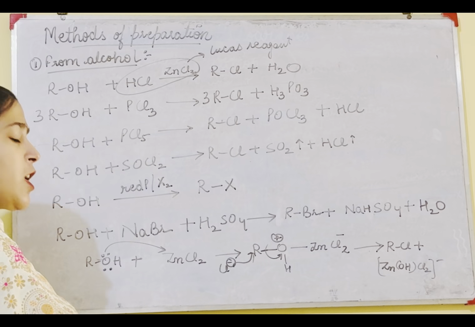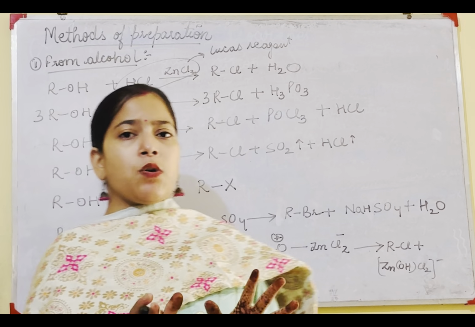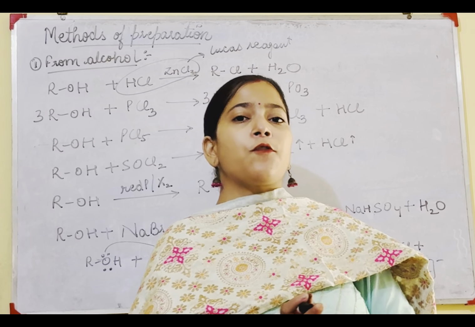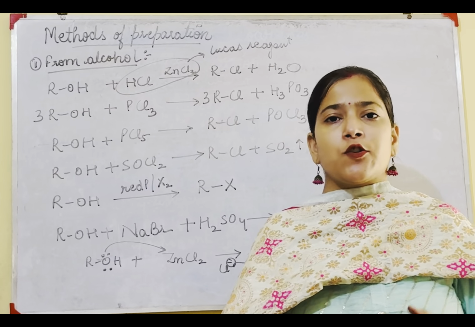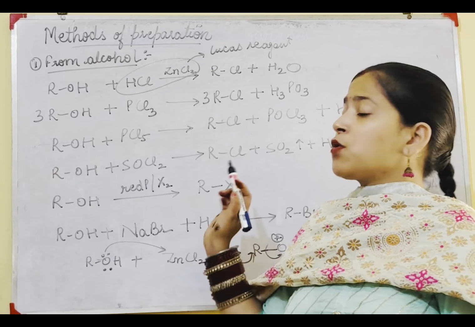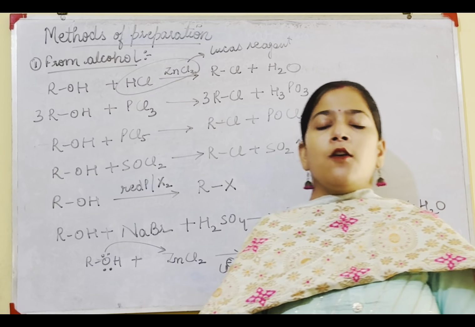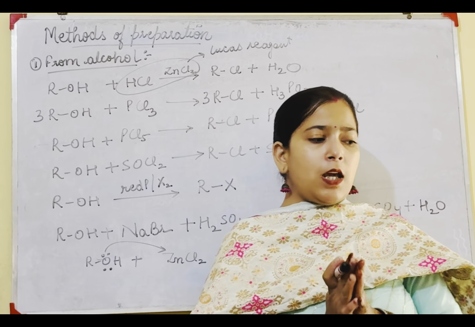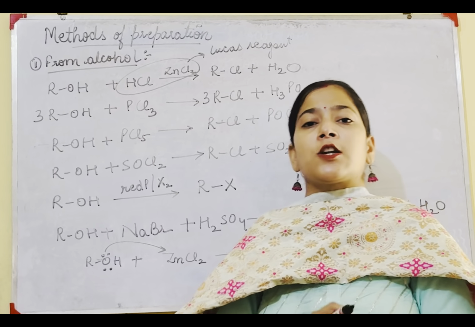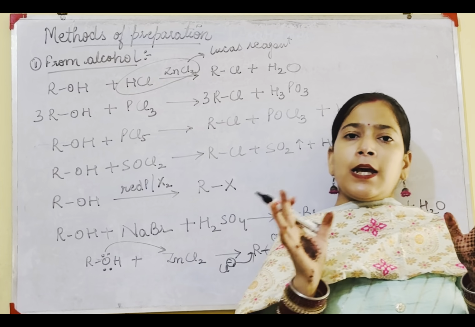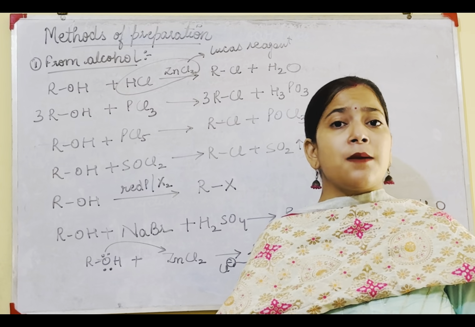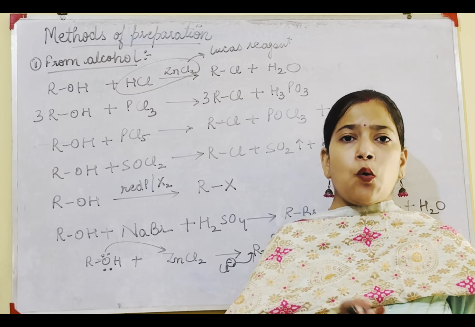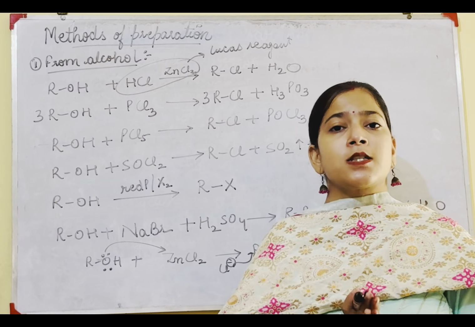This Lucas reagent is also used to distinguish the different types of alcohol. This alcohol may be primary, secondary or tertiary. So it is also used as a distinction test. For example, if we take here a tertiary alcohol, then after putting this Lucas reagent, the turbidity appears immediately. This will show this alcohol is tertiary alcohol.